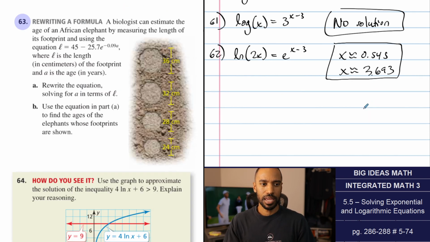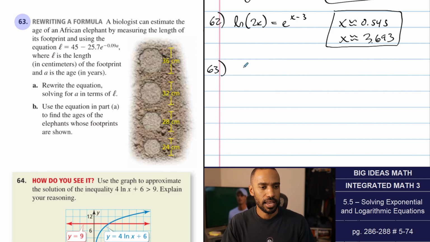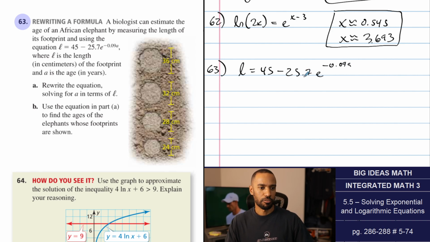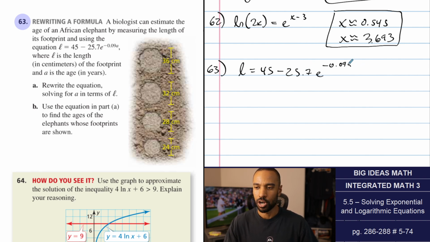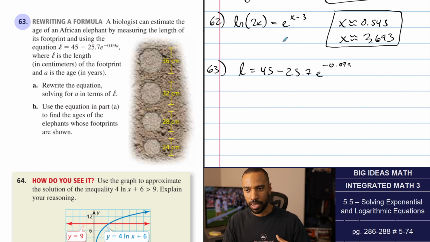Number 63, rewriting a formula. A biologist can estimate the age of an African elephant by measuring the length of its footprint and using the equation L equals 45 minus 25.7 e to the negative 0.09a. L is the length in centimeters of the footprint, A is the age in years. Rewrite the equation solving for A in terms of L. So we're not plugging anything in. We just have to get A by itself now.